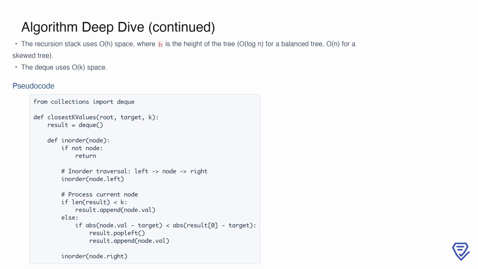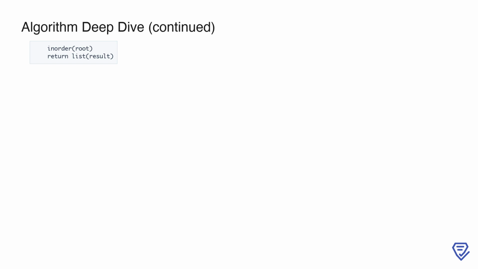If the current value is closer, we remove the farthest value and append the current value. Finally, the function processes the right subtree. After the recursive traversal completes, we simply convert the deque to a list and return it as the result. This ensures that the output contains the k values closest to the target, sorted by their proximity.